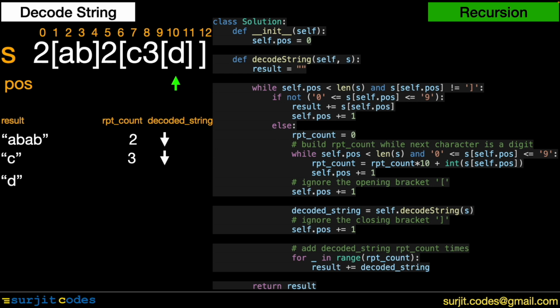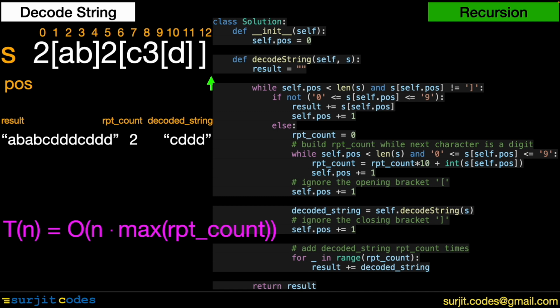D is added to result. Next character is right bracket, so the loop terminates and D is returned and saved in decoded string. We move pos to next position. We add D thrice to result. As new character at pos is a right bracket, the loop terminates and CDDD is returned. We move pos to next position. We add decoded string twice to result. String processing ends and we return result as the final solution.